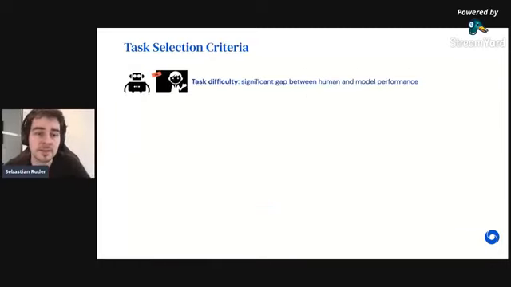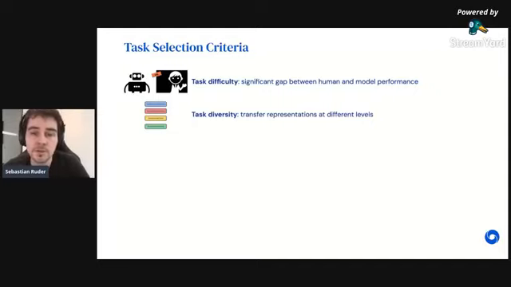And we've selected these tasks based on a number of different criteria. In particular, we've chosen tasks that are hard for current methods, but easy for humans to solve. We've chosen tasks that require different levels of reasoning.